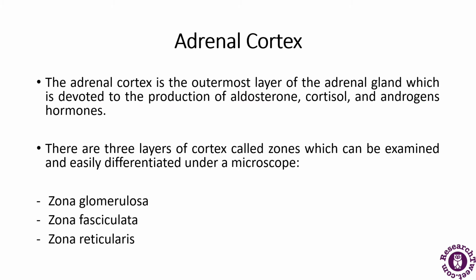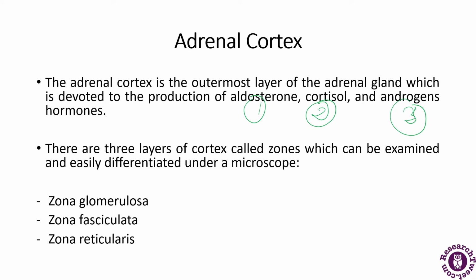Now I will be talking about the adrenal cortex. The adrenal cortex is the outermost layer of the adrenal gland, and it is devoted to the production of aldosterone, cortisol and androgen hormones. So the adrenal cortex is responsible for the production of various hormones: first is aldosterone, second is cortisol, and third is androgen. They each have a specific function to perform.